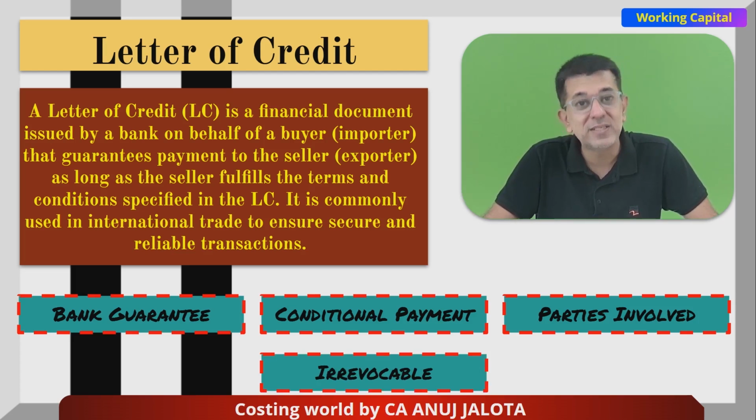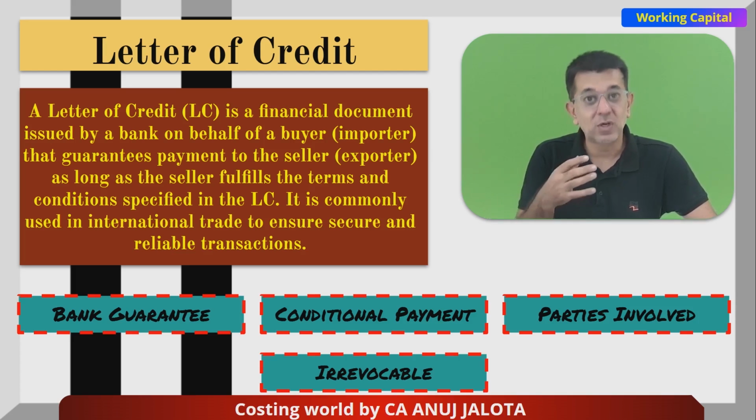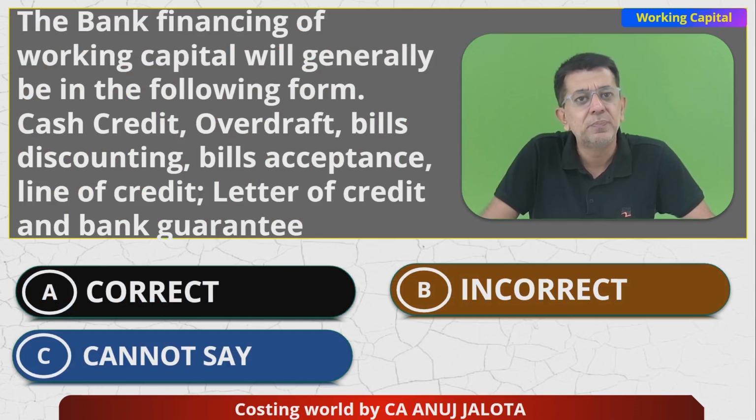Irrevocable means once the bank issues the letter of credit, it cannot withdraw that kind of a letter, okay. So therefore, because I have done the transaction based upon the letter of credit, the bank over there cannot withdraw those things, okay. So I guess the answer is correct. That is what I told you all right in the beginning.